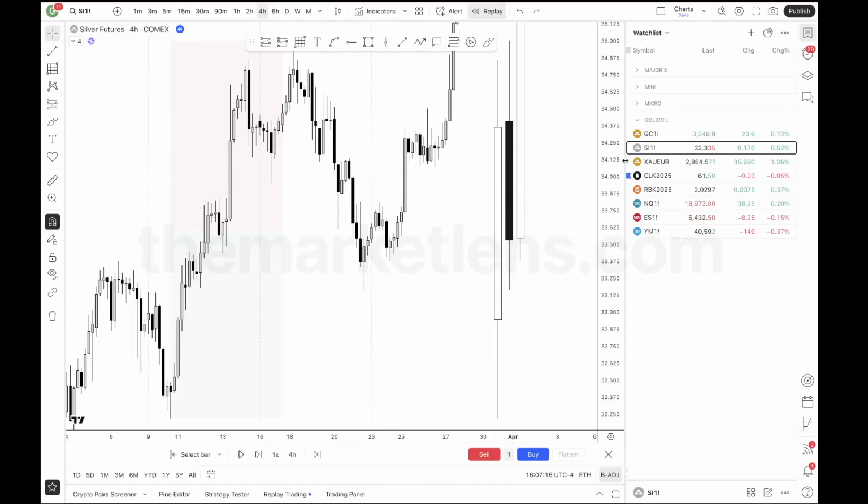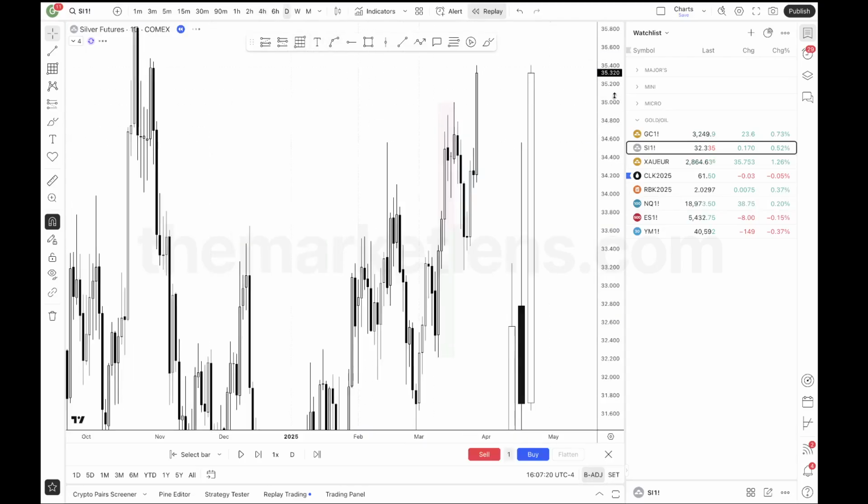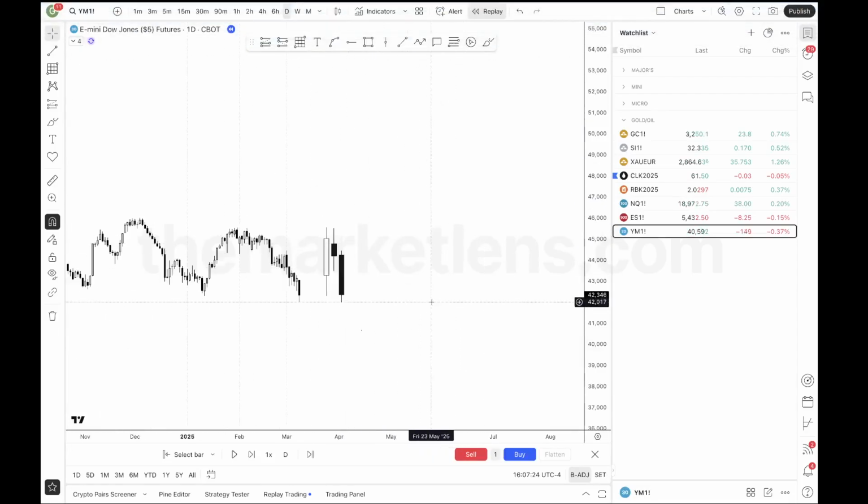And this is fractal, by the way. This can happen on any time frame. We're going to see a lot happen on the higher time frame. And I think I have an example here, I believe, right? Yep.